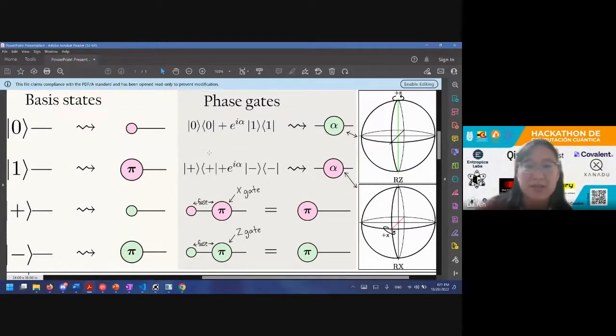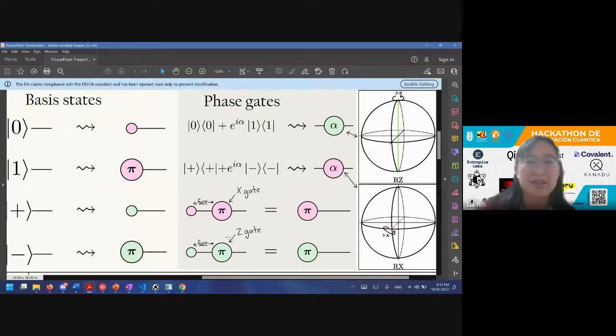Here is the bra-ket notation for it. It's the same thing as the Z one, except it's the X basis states instead of the Z basis states. The first thing to check is that if you apply the X gate here to the zero state, then you get the one state. And if you apply the Z gate to the plus state, then you get the minus state.